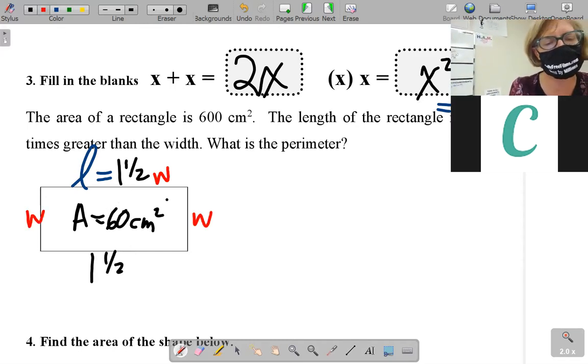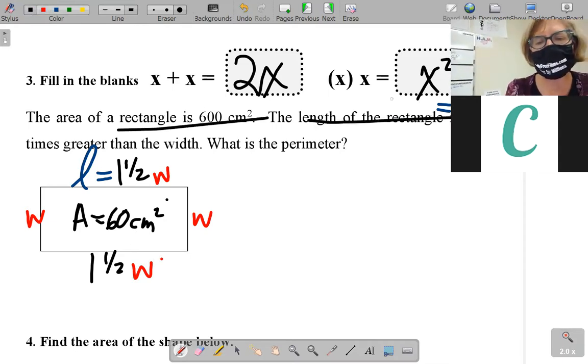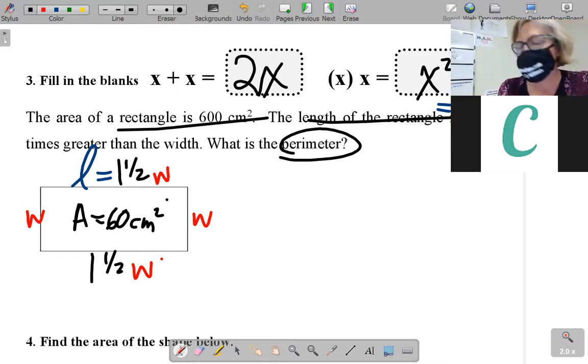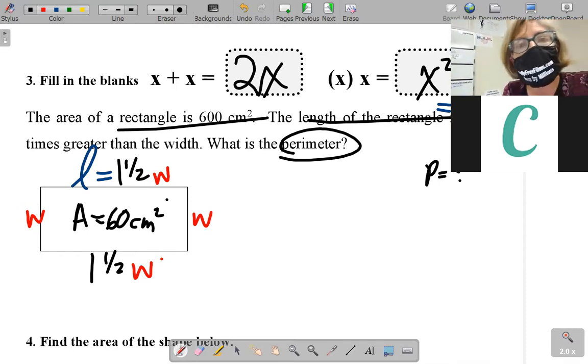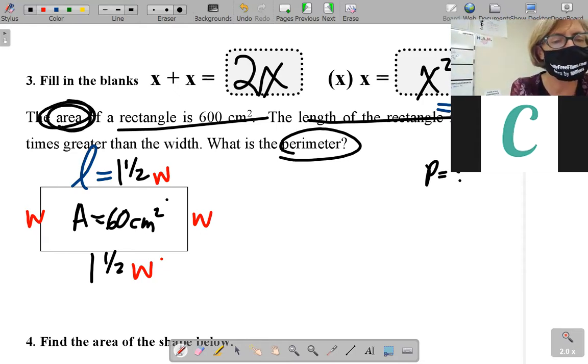You okay so far? Yeah. Yes. Okay. What is it we actually want? The perimeter. Right. So what's this? P equals question mark. You never start with what you want. You always start with what you have. You ready? What is it you have?